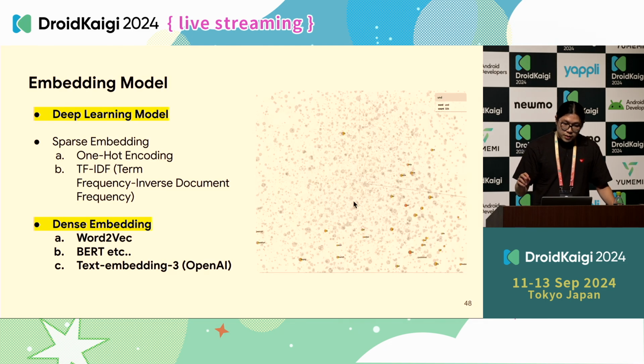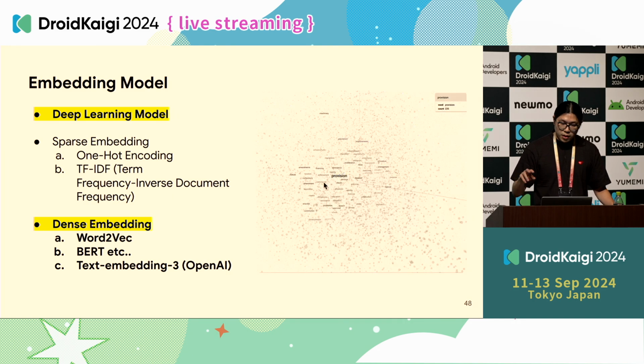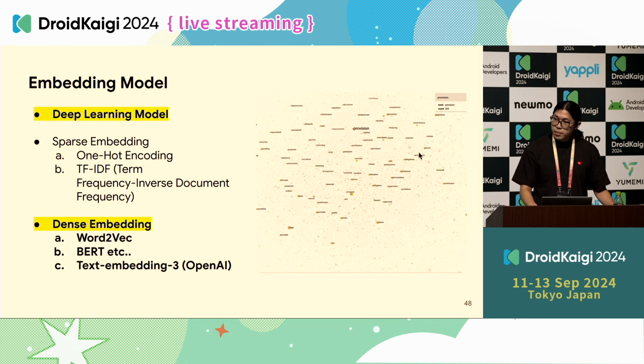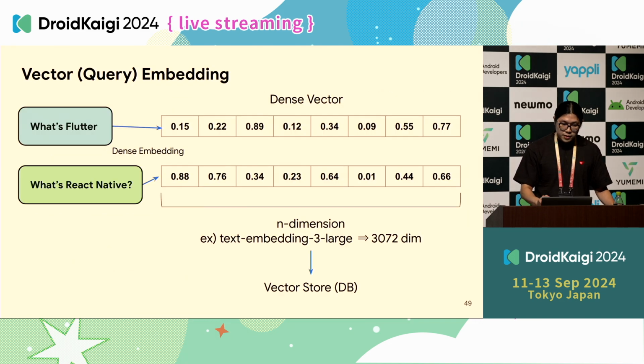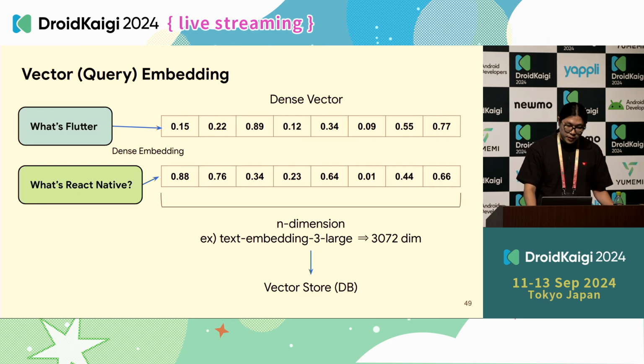The embedding model is a deep learning model. It can be classified into sparse embedding and dense embedding. Query embedding is like sentence embedding or text embedding. Yeah, it's the process of converting your question into n-dimensional vector data using an embedding model. For example, the OpenAI text embedding model has a vector size over 1500. It's super cool.